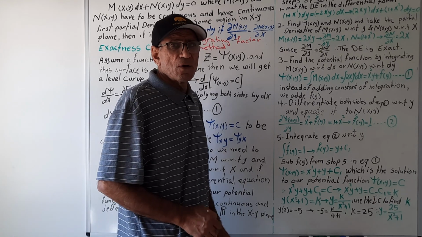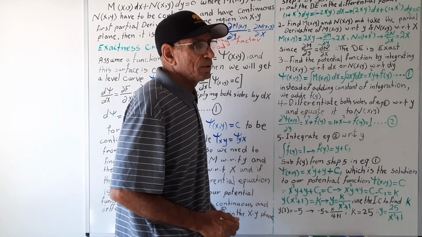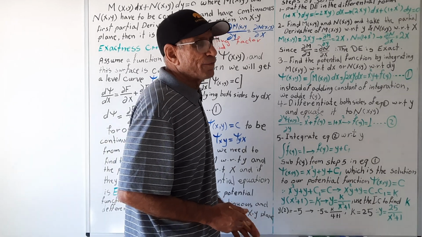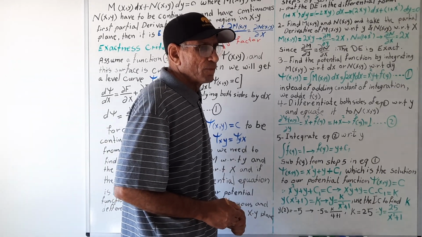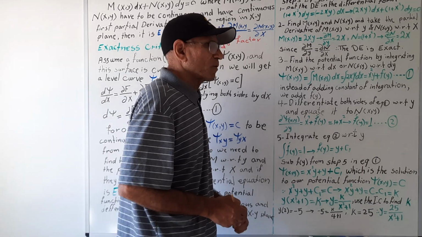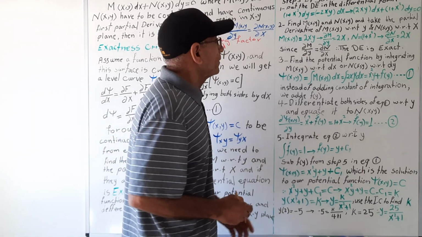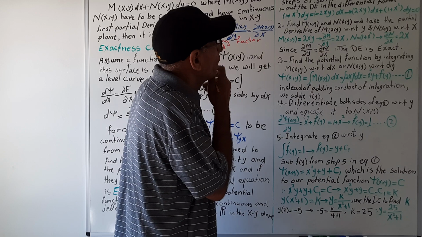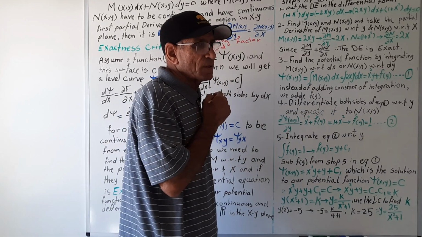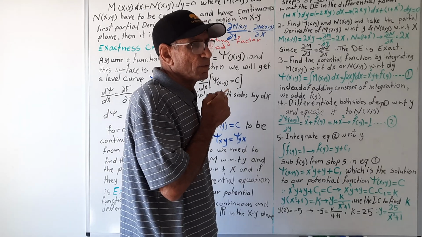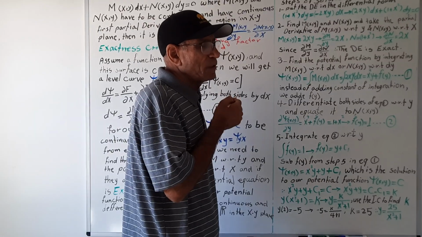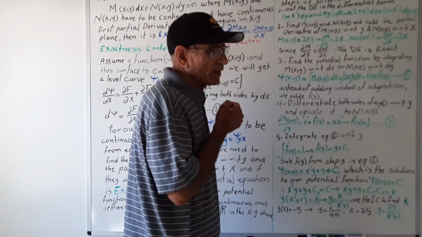In the next video, we will talk about another method for when the partial of M with respect to y doesn't equal the partial derivative of N with respect to x. If they are not equal, we will use another method called the integrating factor.